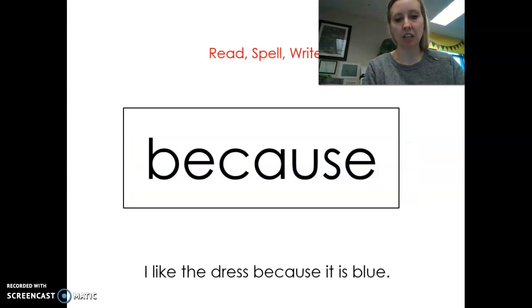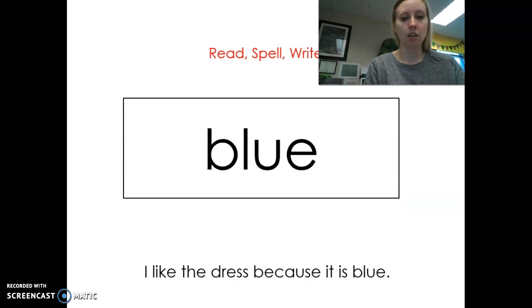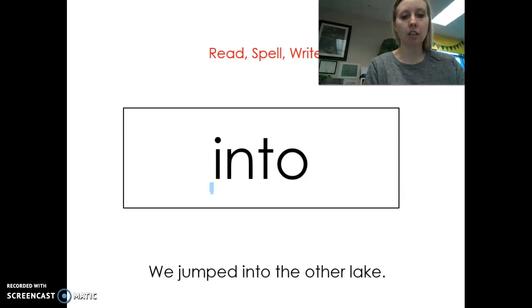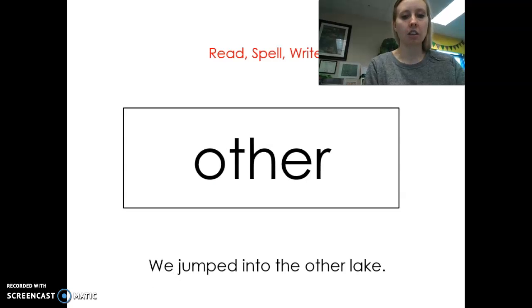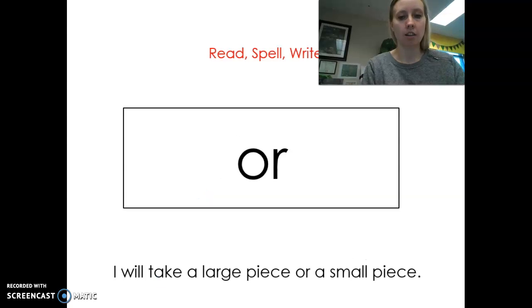Okay, here we go. Here are our sight words. Because. I like the dress because it is blue. Into. We jumped into the other lake. Other. We jumped into the other lake. Or.